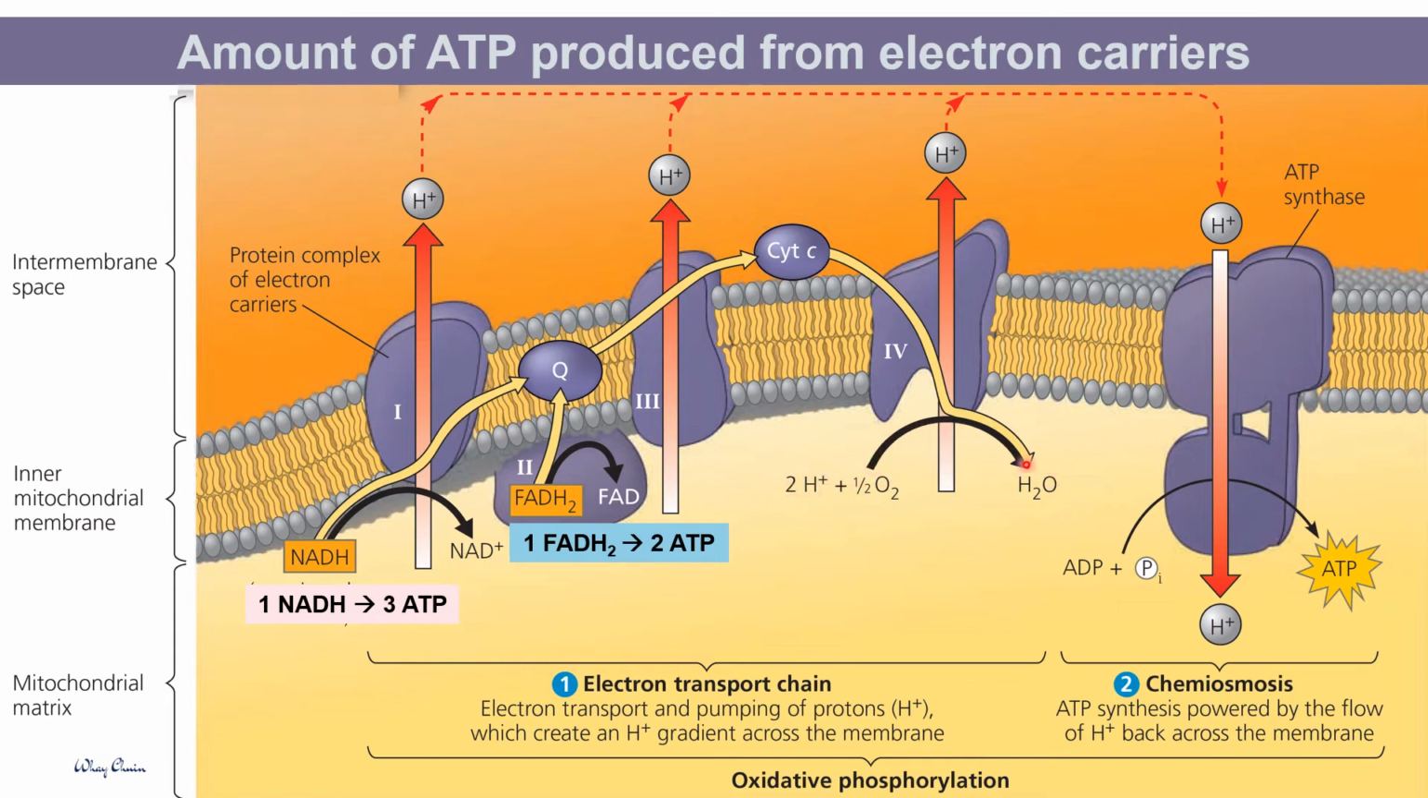to produce water molecule. So if we focus on the pathway of electron flow from NADH, it's able to pump the hydrogen ion or proton from the matrix of mitochondria to the intermembrane space 3 times, because the proton pump involves complex 1, complex 3, and complex 4.